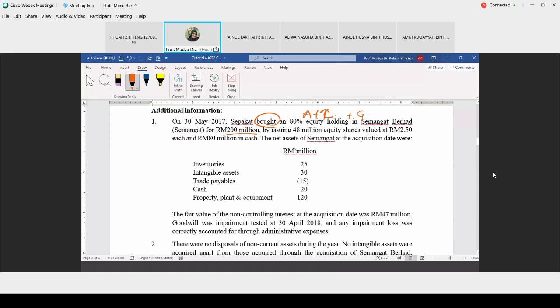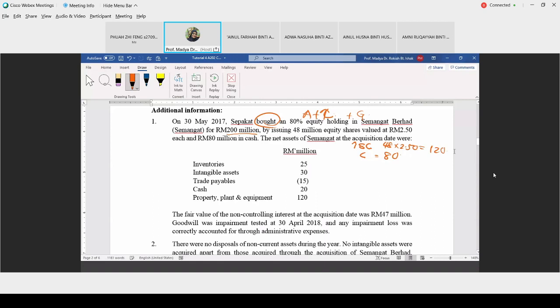So you issue shares, so share capital is going to increase because you issue capital. At the same time, cash is also going to increase. Cash increases by 80. The share capital is going to increase by 120. So you're going to have 48 times 2 ringgit and 50, so you're going to increase by 120.